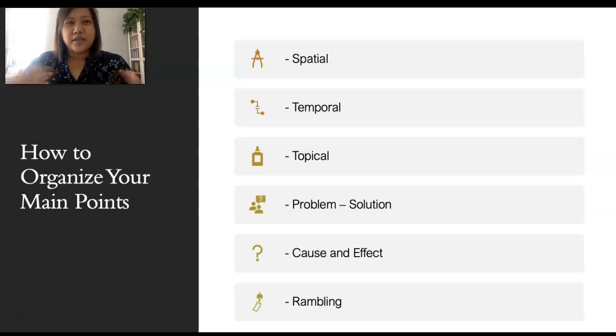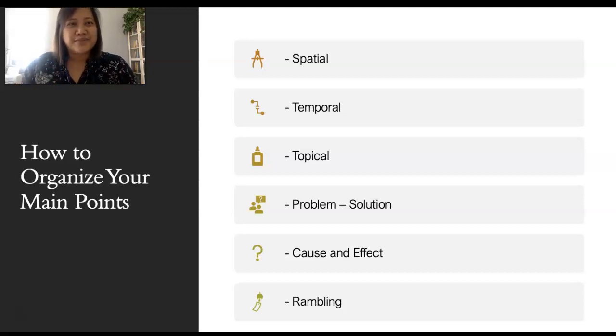For instance, we're talking about bees are dying. So that's a problem. What is the solution? Oh, the solution is go plant some flowers in your front yard and backyard and windowsills, for instance.